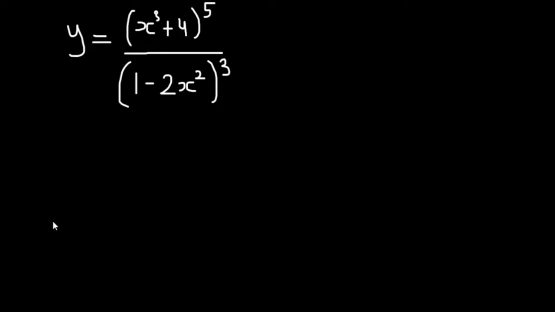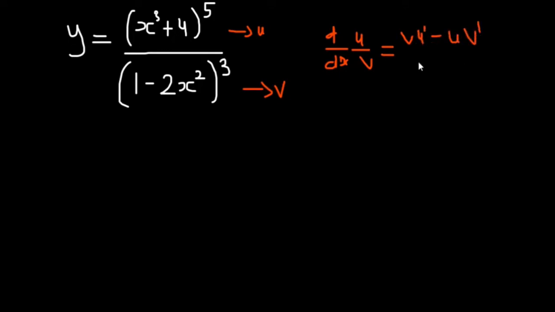So what I'm going to do is represent what I have here with v, and what I have here is u. I know you are finding the derivative of a quotient, it is a fraction, so let's say that will be d over dx of u over v. This will be equal to v times u prime minus u times v prime, all over v squared. Okay, so this is what you are going to apply here.